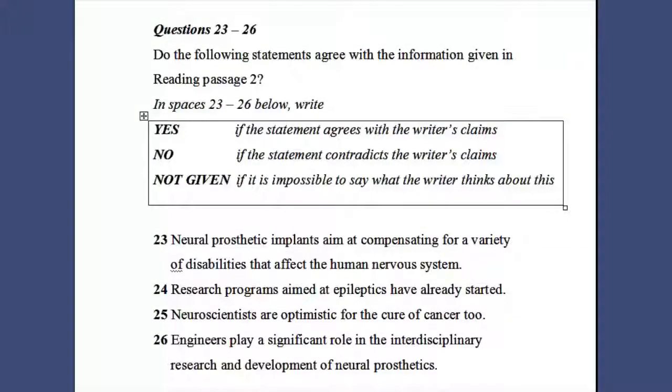Okay, and now let's see a yes, no, not given task as an example. Well, okay, this is a yes, no, not given task. I don't have to tell you again to read the instructions carefully, so let's do it together. Questions 23 to 26. Do the following statements agree with the information given in reading passage 2? In spaces 23 to 26 below, write yes if the statement agrees with the writer's claims, no if the statement contradicts the writer's claims, and not given if it is impossible to say what the writer thinks about this.